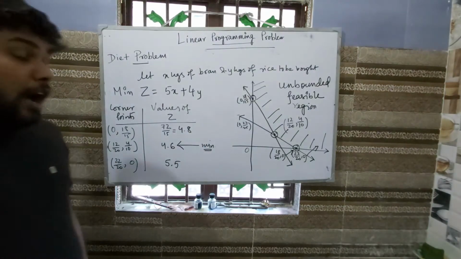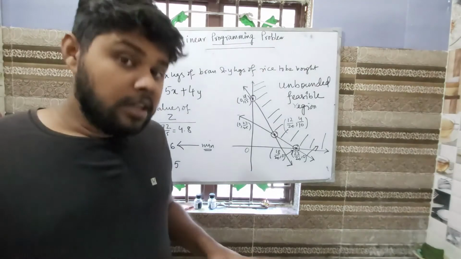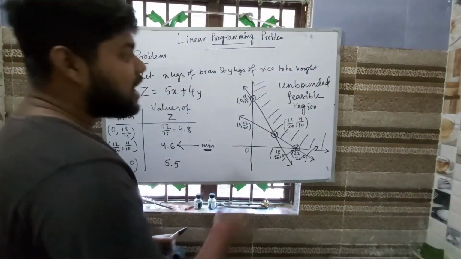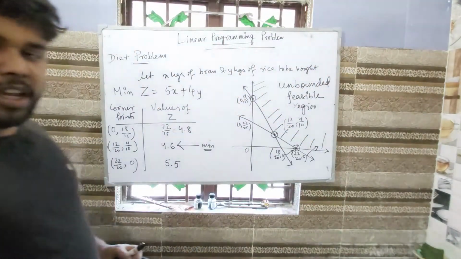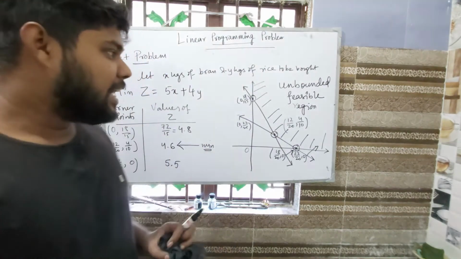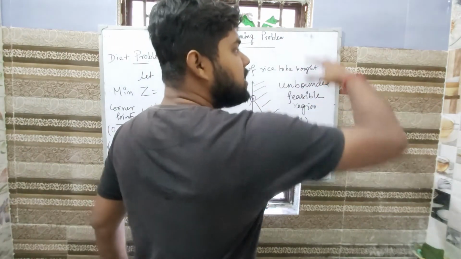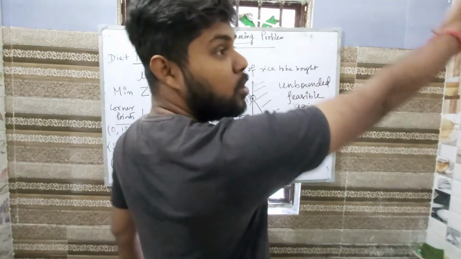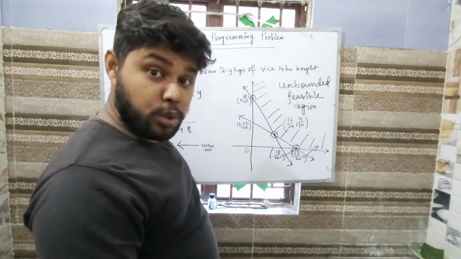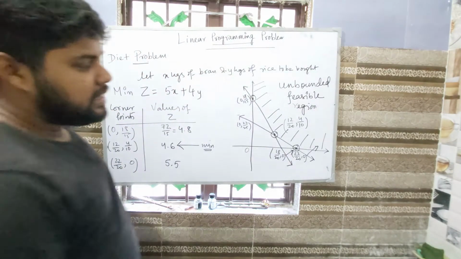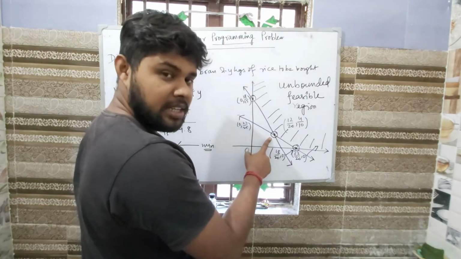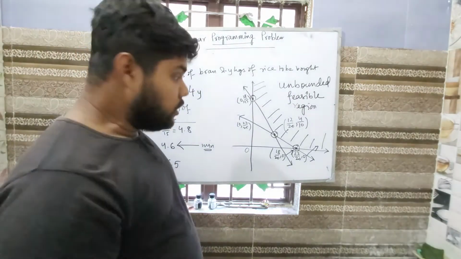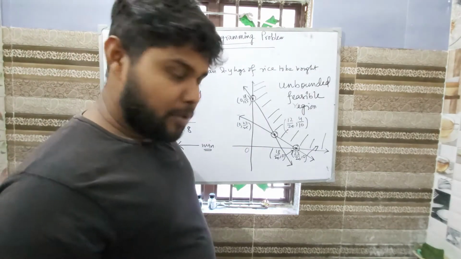Fine. Now, you will say that I am done. No, I am not done. Why? As this is unbounded feasible region, there can always be a possibility that there can be a solution in this unbounded region. I don't know. Or there could have been another corner point in this unbounded region. I don't know. So to ensure that this point is our solution, we have to do another extra step. What is that extra step?